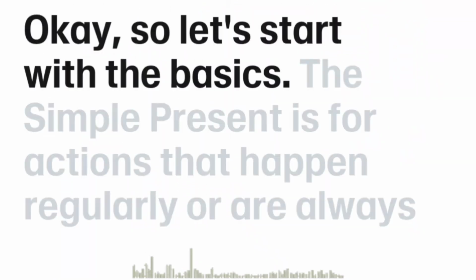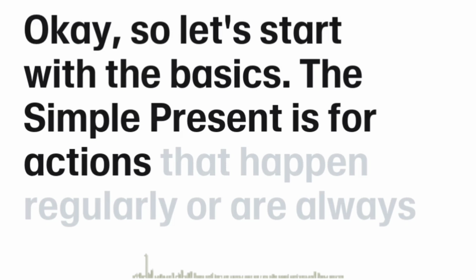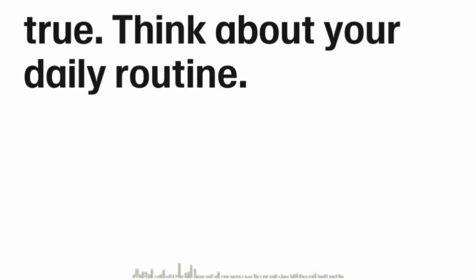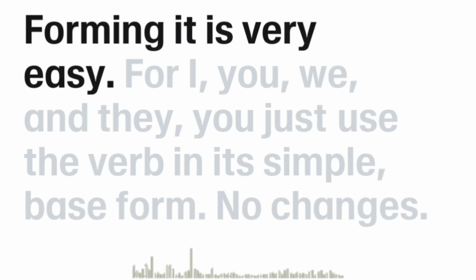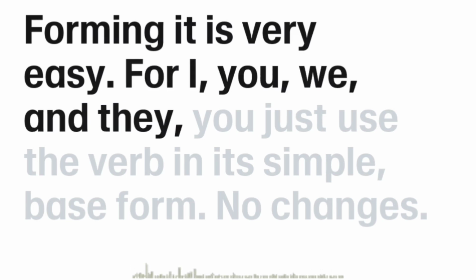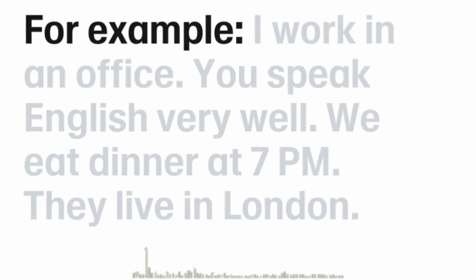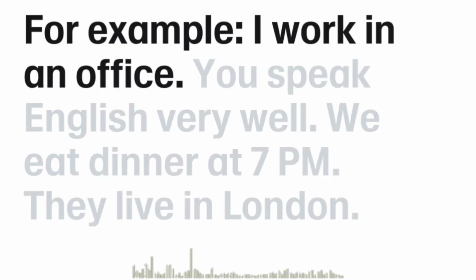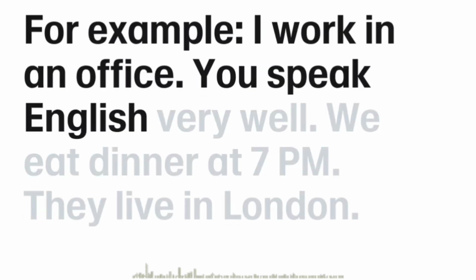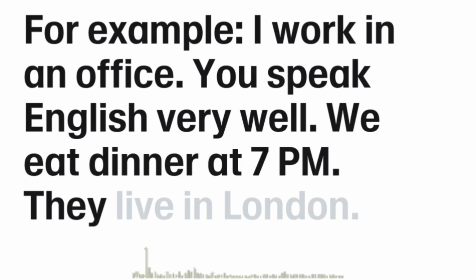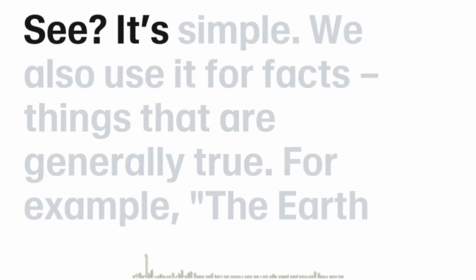Okay, so let's start with the basics. The simple present is for actions that happen regularly or are always true. Think about your daily routine. Forming it is very easy. For I, you, we, and they, you just use the verb in its simple base form. No changes. For example, I work in an office. You speak English very well. We eat dinner at 7 p.m. They live in London. See, it's simple.